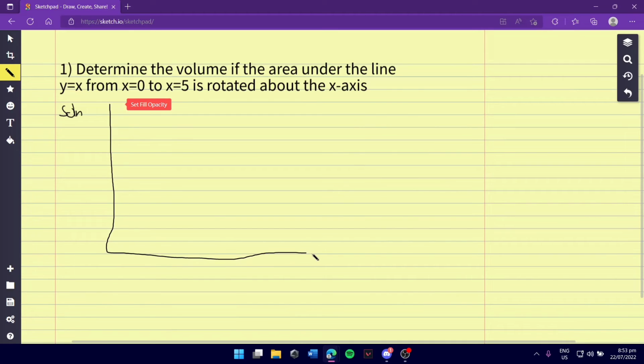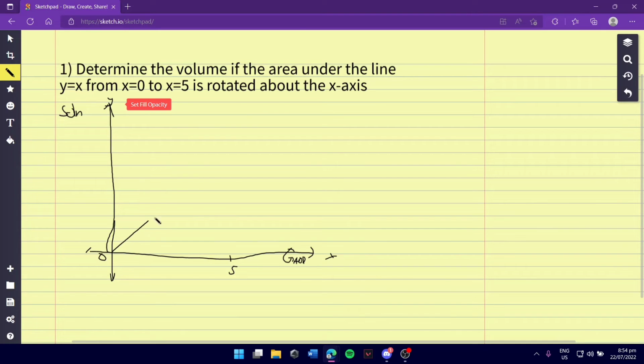So assuming this is your graph, like that, this is your origin, this is your y-axis, and this is your x-axis. Since it is stated that it's rotated about the x-axis, this is your AOR. Next, from 0 to 5. So this is 5.